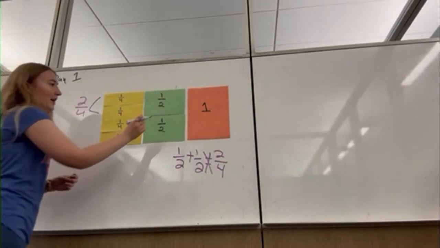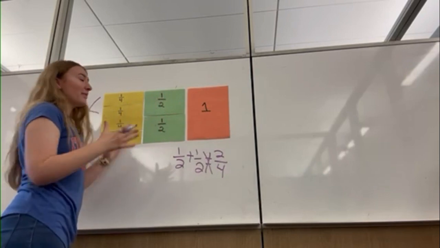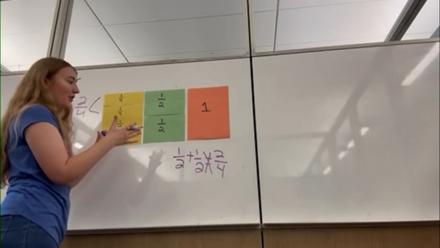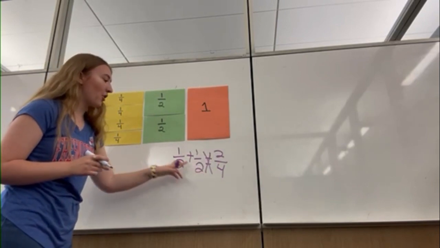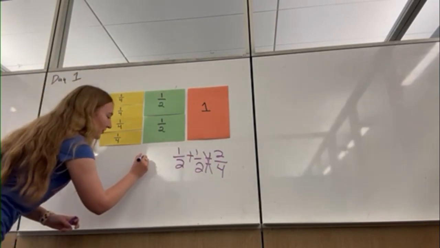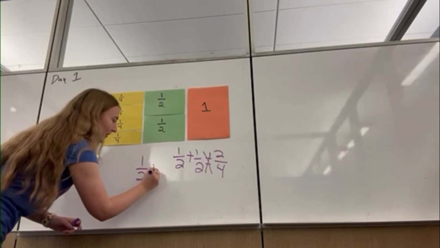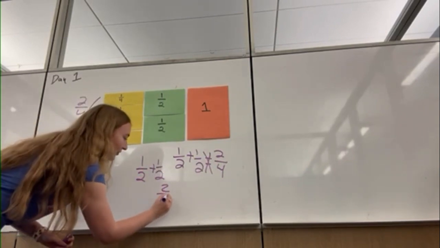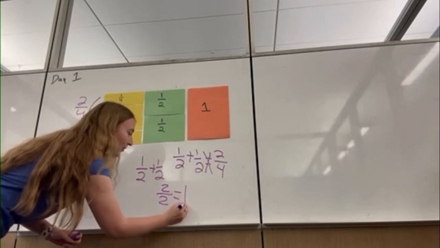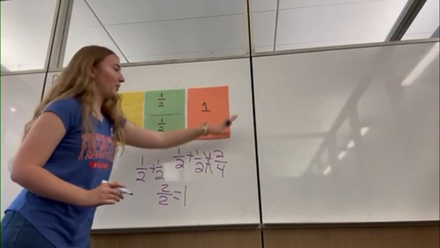But if you show them with the misconceptions of fractions, you would show them that if the fraction has the same denominator, you only add the top. So 1/2 plus 1/2 would technically equal 2/2, and that would equal 1. So this would all equal 1.